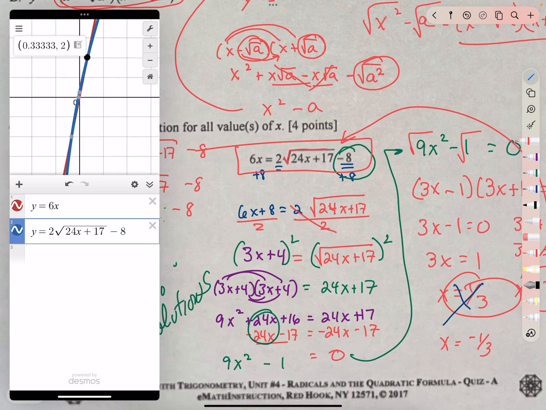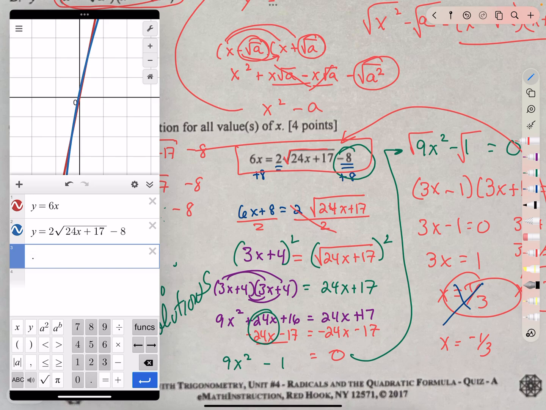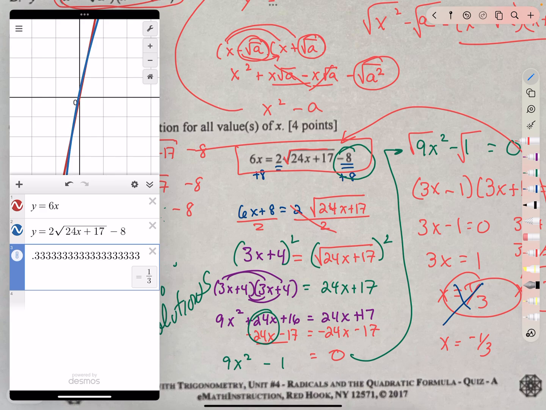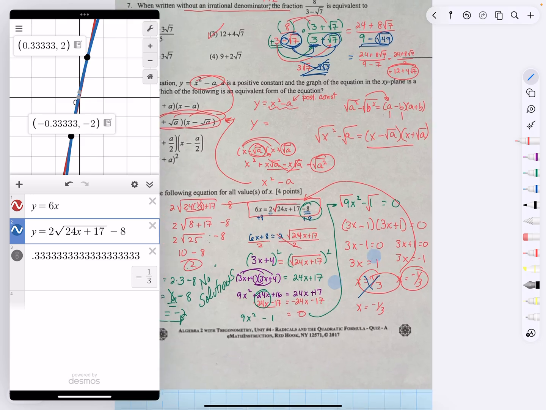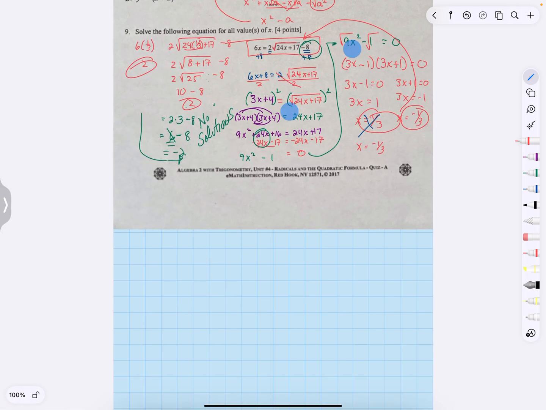Great thing about Desmos is you can tap it where you think they are, and it will tell you the X values where they cross and the Y values. So when they cross at the top one, 0.3333, comma 2, and they also cross at the bottom, negative 0.333. Those 0.333s, if you aren't aware of that, are repeating threes, and repeating threes are 1/3. So there's the 1/3, and this one's the negative 1/3. And they both work.